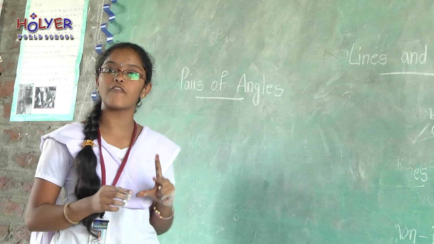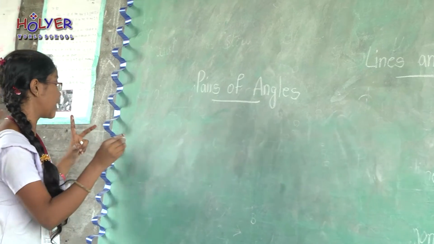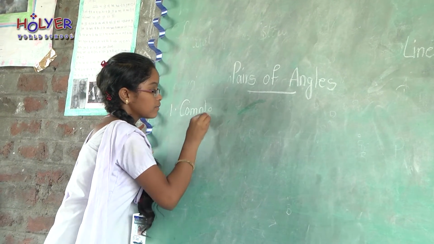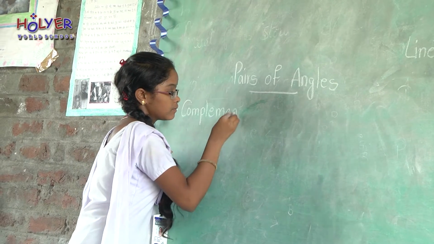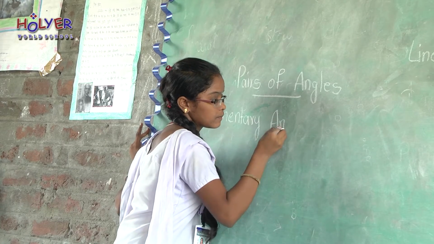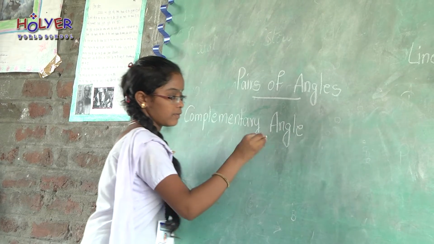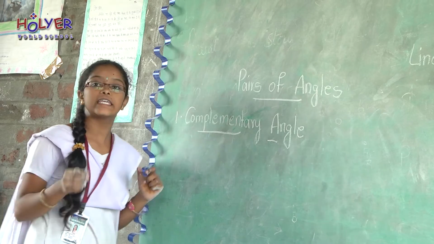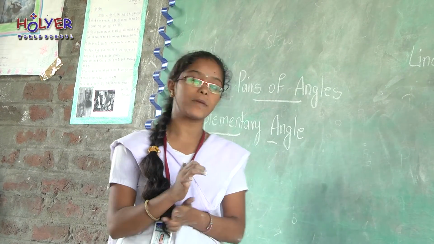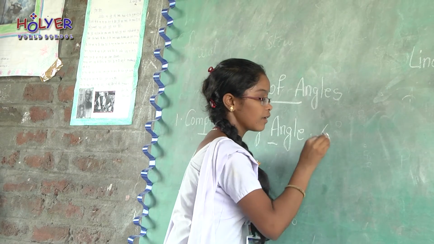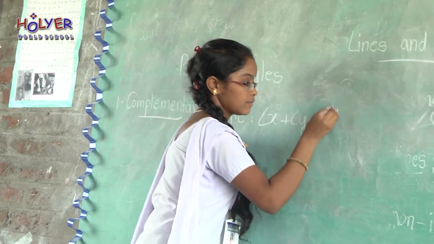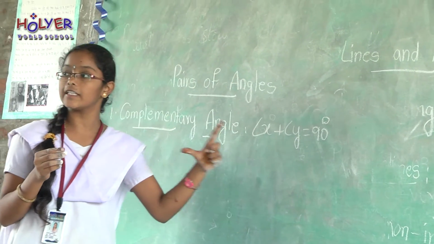There are two pairs of angles. First one, complementary angles. If the sum of two angles is 90 degrees, then the angles are called complementary angles. Angle x plus angle y equals 90. Angle x and angle y are the two angles.